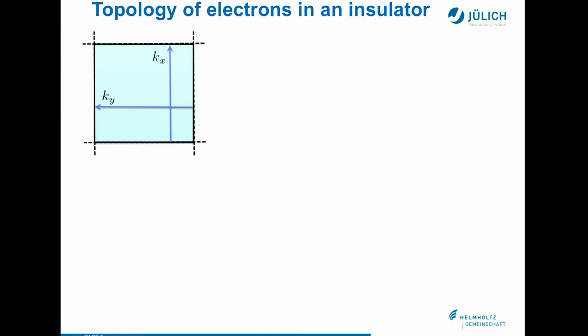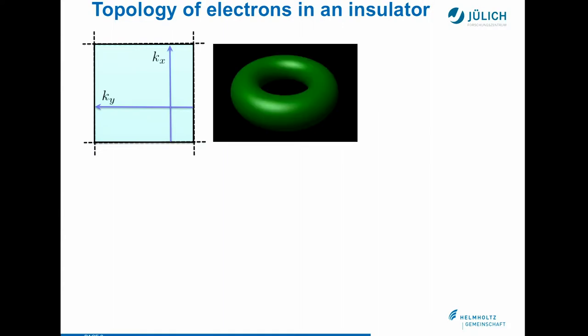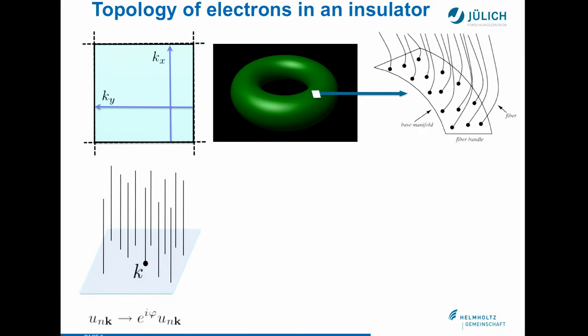For example, in the field of two-dimensional topological insulators, imagine this is the Brillouin zone. The Brillouin zone is periodic, so you can wrap it topologically into a donut. And on each point on this donut there is a k-point, and each k-point carries a Bloch wave function. And the Bloch wave function is not unique. It has a gauge invariance, or gauge freedom.